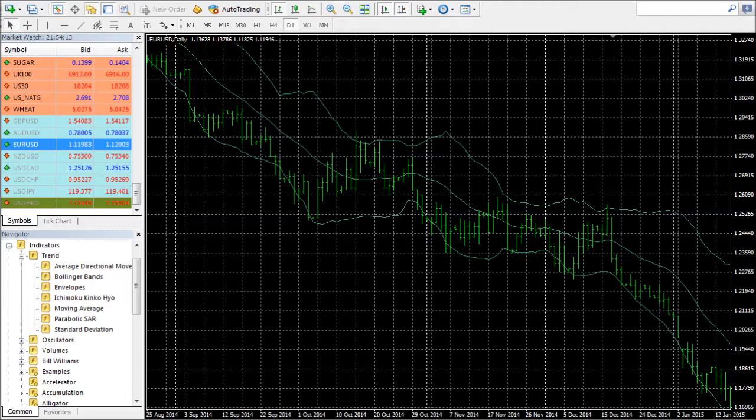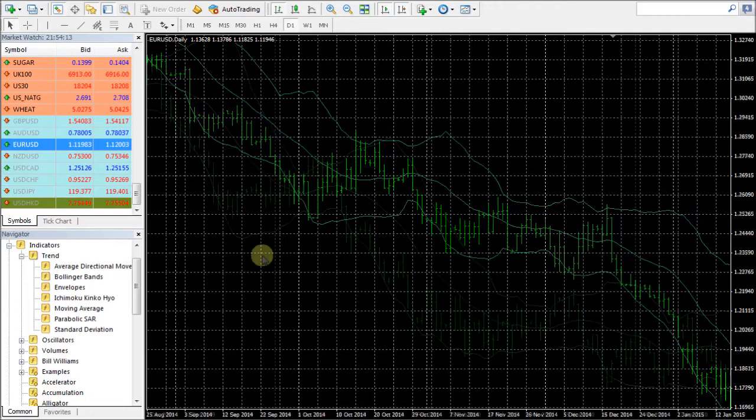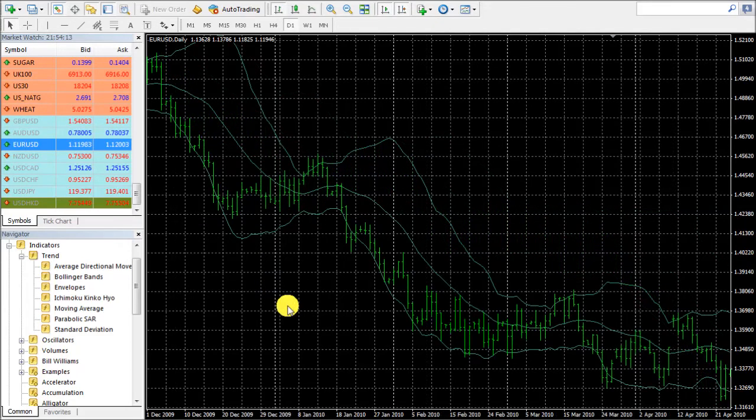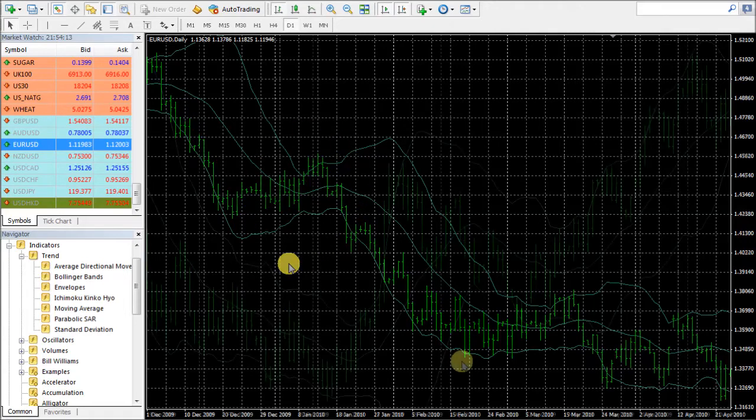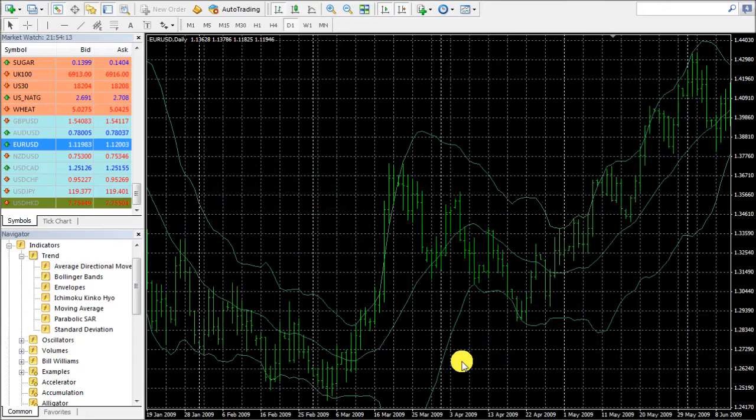For example, when the band contracts drastically, the signal is that volatility is lower and thus likely to expand in the near future. So as we can see here, abrupt changes in the prices can often happen after the band has contracted like this. Also, if prices break through a band, a continuation of the current trend is to be expected.